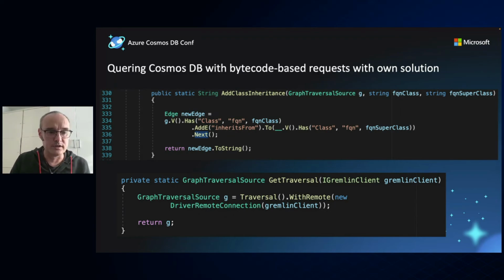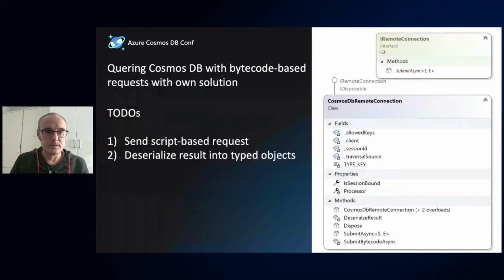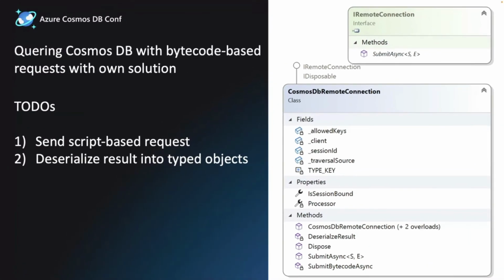This can't be done with Cosmos DB, so I created my own implementation of this driver remote connection called CosmosDBRemoteConnection. And that one is implementing the IRemoteConnection interface, which is shown here. So the IRemoteConnection interface is the entry point to send a request to a graph database. And usually it's sending bytecode-based requests to the graph database.